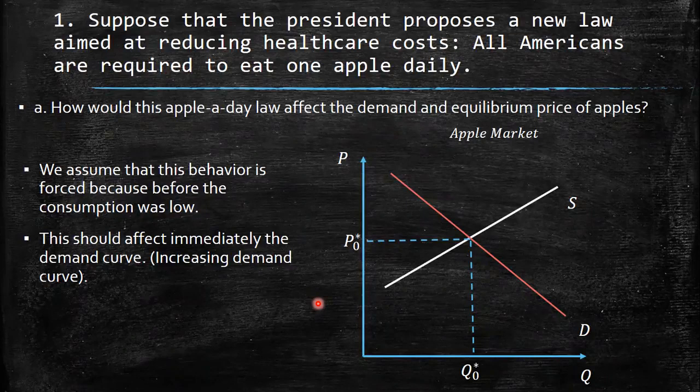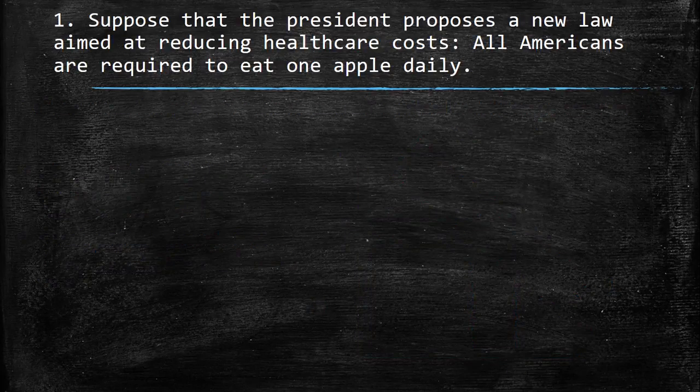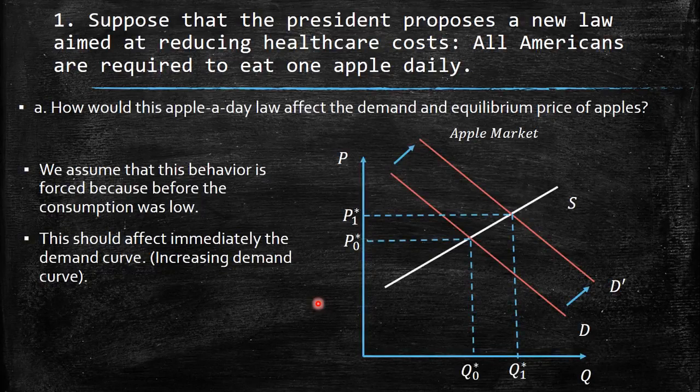Due to this law, because this is an external change to demand, the demand will automatically shift to the right. Why? Because people will start to demand more apples due to this law. As a consequence, we will have a D prime curve, and then new prices and new quantities. So we will naturally have higher prices and higher quantities of apples in the market.